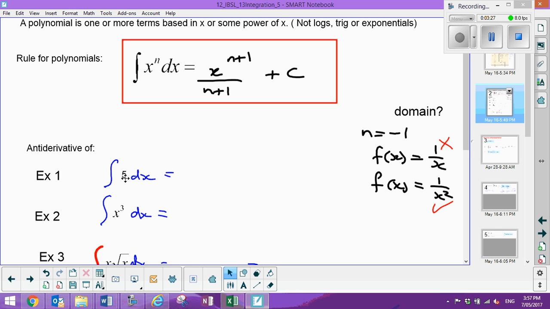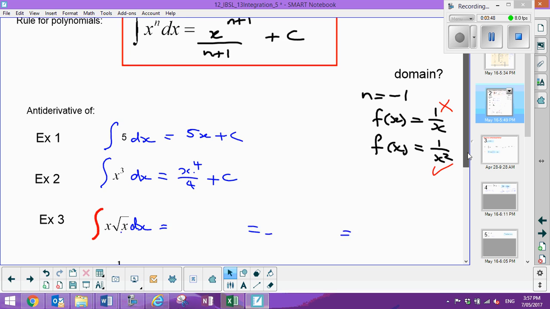So our integral of 5 dx, we've got a constant, so that must have been 5x plus c, our constant. If we've got x cubed, there's that power of 3, we're going to add 1 to it, divide by the new power of 4 to get x to the 4th over 4 plus our constant.